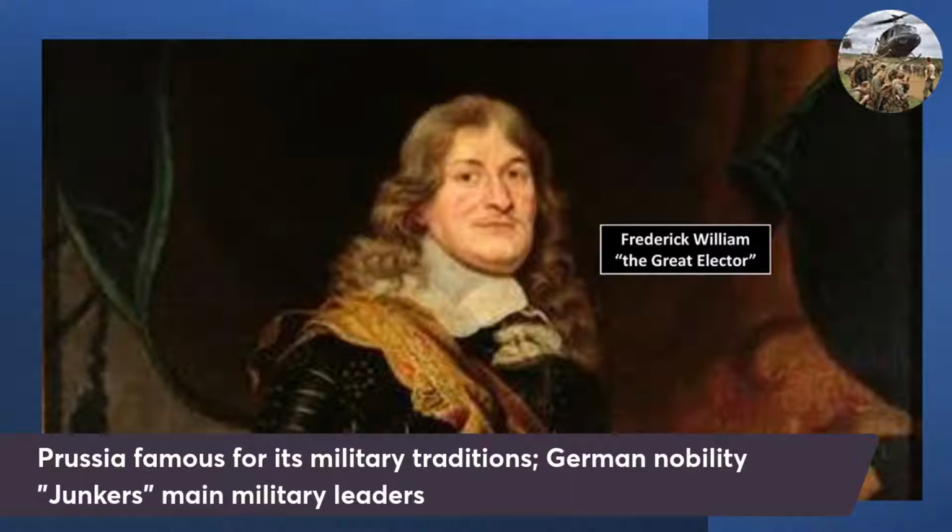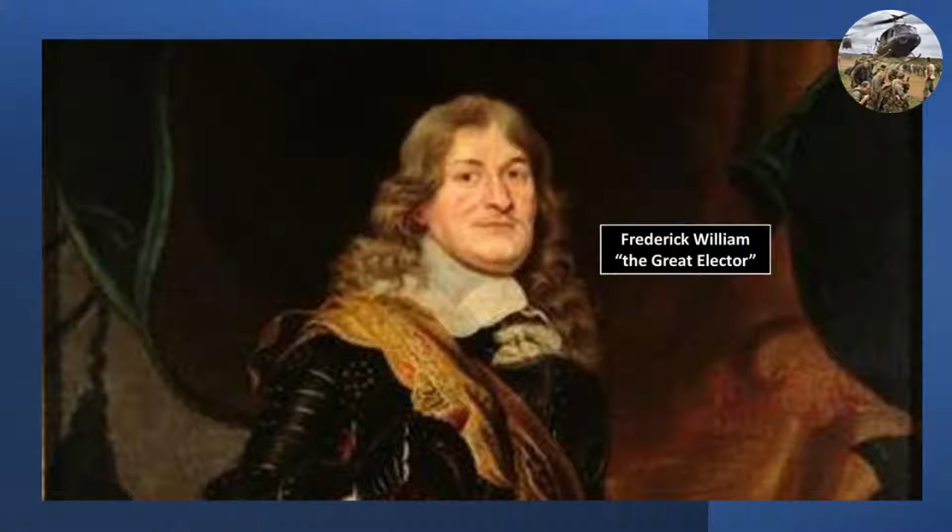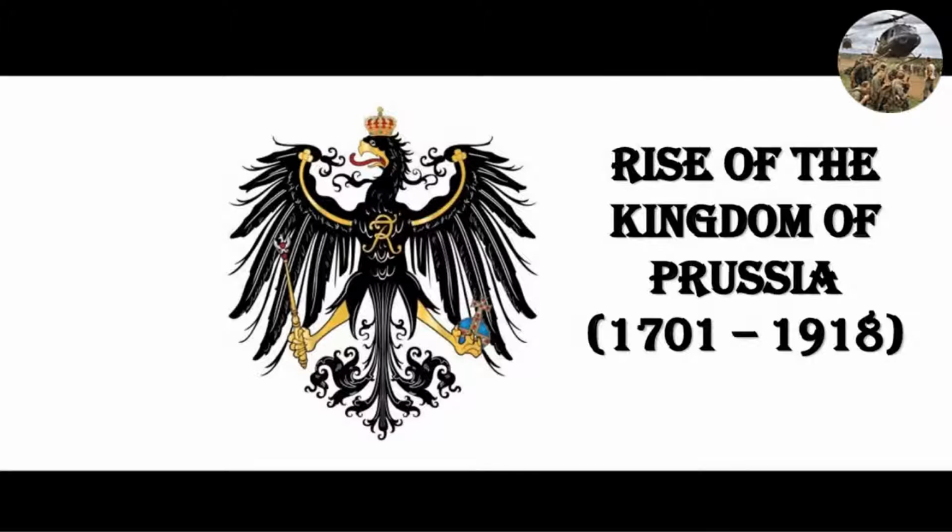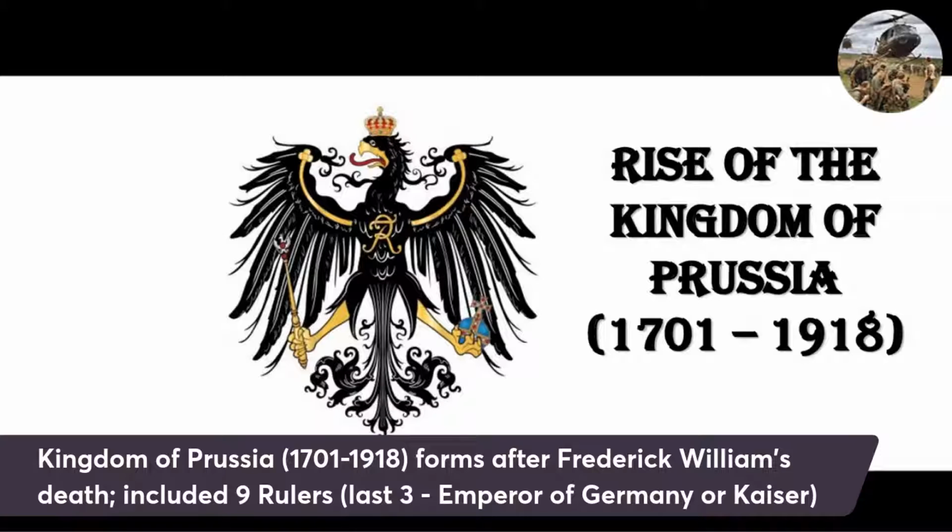By the way, if you study the kingdom of Prussia itself, and I guess the German Empire later, they had nine monarchs total, which of course begin after Frederick William dies. The last three, which we'll get to later, were actually called emperors, or what they call a Kaiser, so the Emperor of Germany. We'll go through a few of those later, who they were.